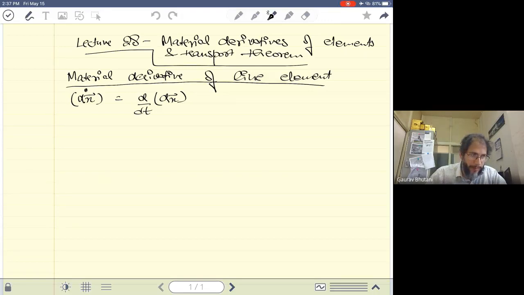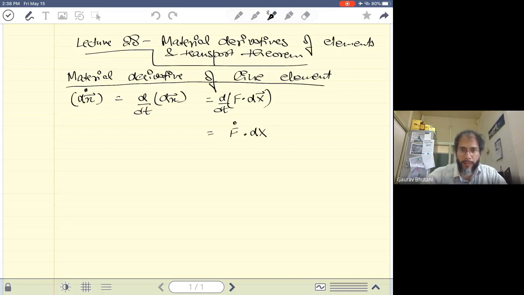So what we can do is write this as: dx, as you know, is written as F dX. That's what we understood. dx can be written in terms of the dX vector using the deformation gradient tensor in the symbolic notation, and this is then d by dt of F dot dX. Now, when we apply the product rule of differentiation, what we get is F with a dot on top. A dot on top means time rate of change, that's the material derivative, times dX.